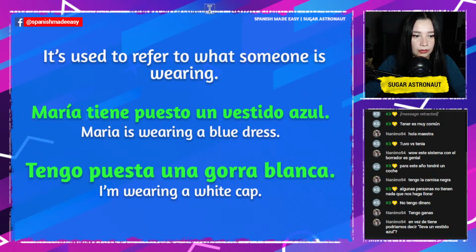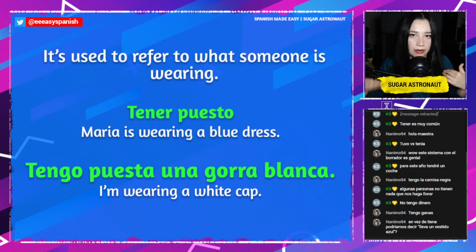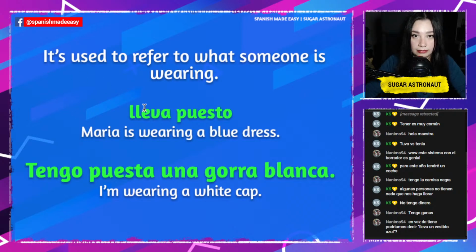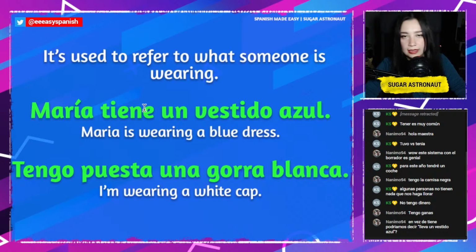So that also works. Essentially, the phrase tener puesto means to be wearing something, okay? Or lleva, you can also say lleva puesto. That also works fine. So either one. Remember that in Spanish you can say the same thing in very different ways. Same as in English, you can say the same thing in many ways. So you're correct, Ánimo 94. You can say lleva un vestido azul.